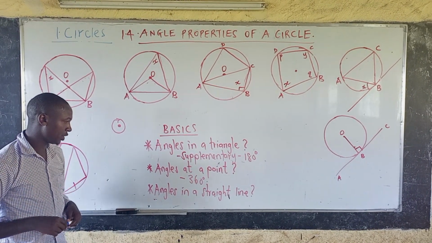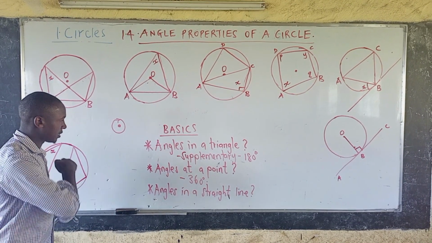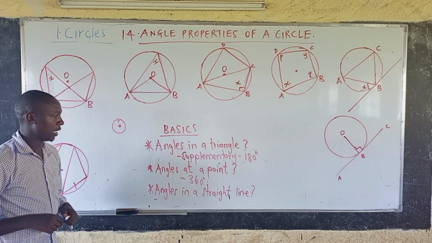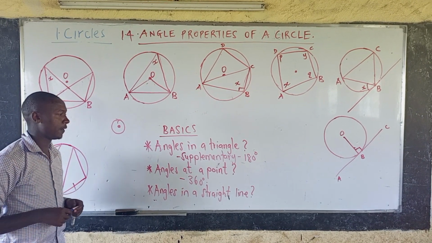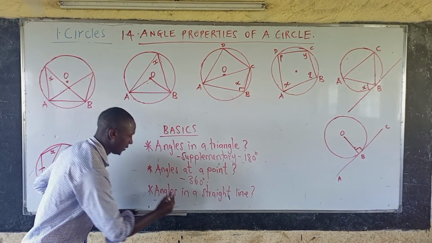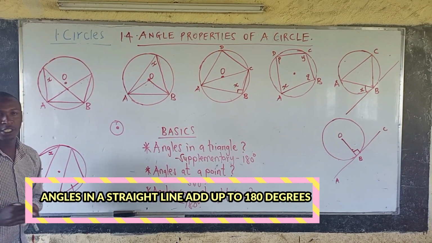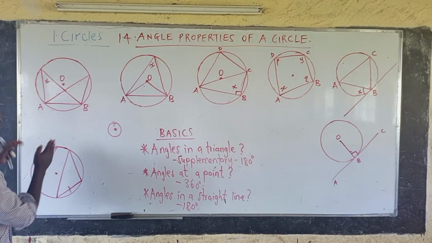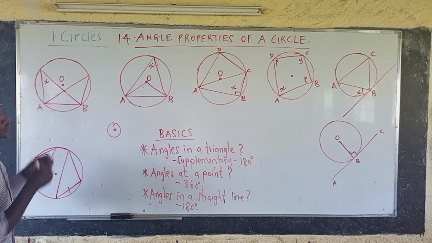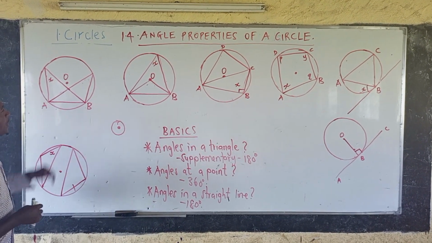What about the angles in a straight line? In a straight line, the angles are also supplementary. It means therefore they must add up to 180 degrees. So those are the basics that you should at least have before we start the series of angle properties of a circle. So let's start with the first one.